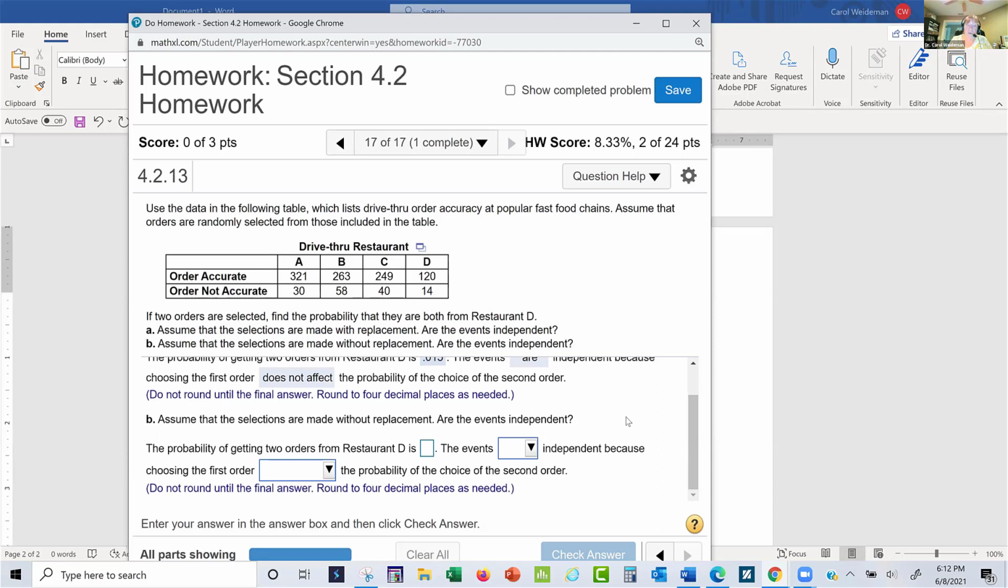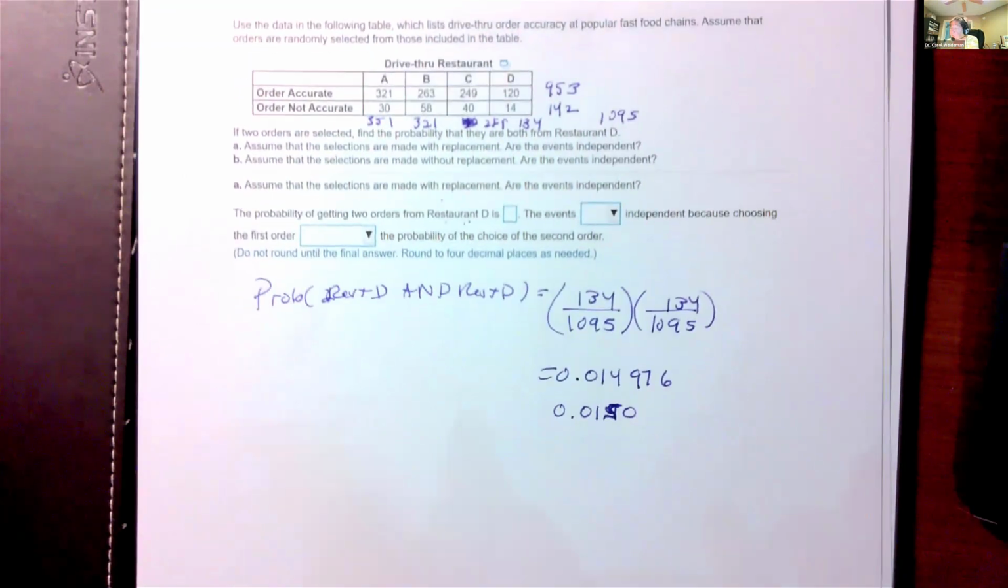All right, now they want you to switch it around. I'm not going to print this; we can just write this on the paper. Now they want us to sample without replacement. So let's go back over to the paper and sample without replacement. How's that going to change it?